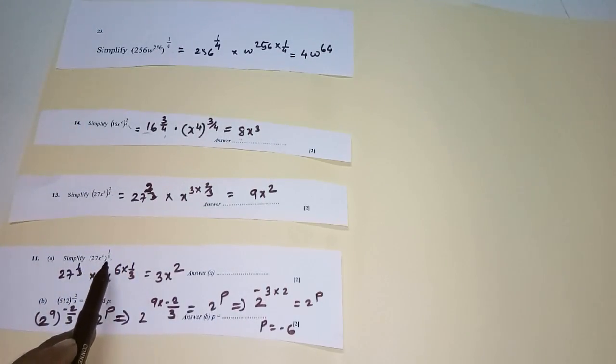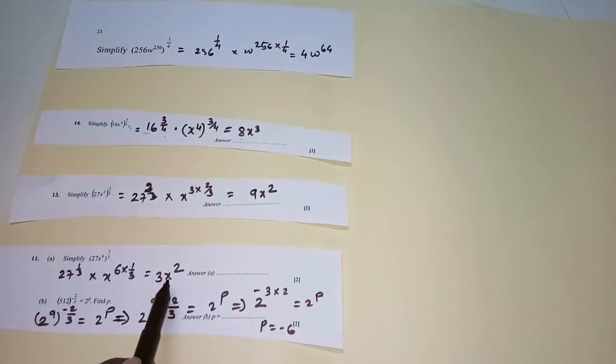The next is 27x to the power 6, all to the power 1/3, which is going to be 27 to the power 1/3 times x to the power 6 times 1/3, because powers get multiplied out here. So 27 to the power 1/3 is nothing but the cube root of 27, which is 3, so the answer is 3x squared.